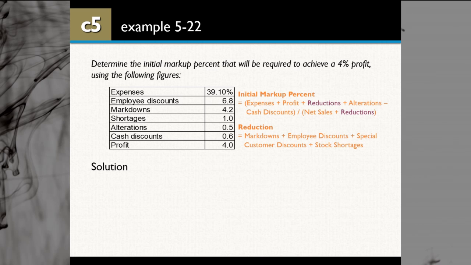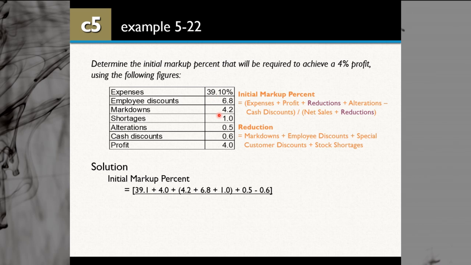So what can you put at the top? Expenses. You don't worry about the dollar amount; what you're going to do is put the percentage amount. So that's going to be your expenses, 39.1%, plus your profit percent, which is 4, plus then the reduction. What are the reduction percentages? Markdown, it has markdown, shortages, and employee discount. All these three components will be your reductions.